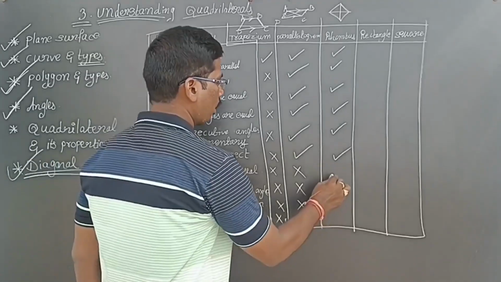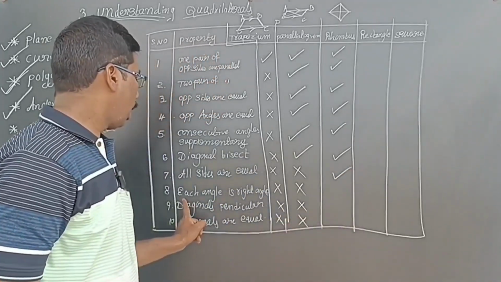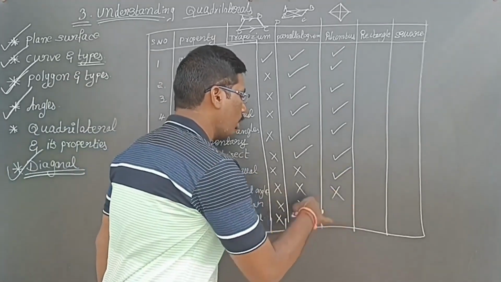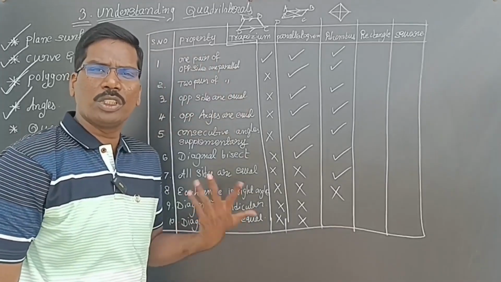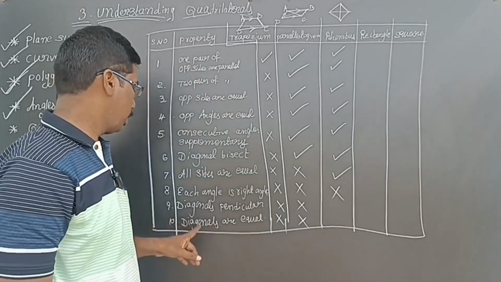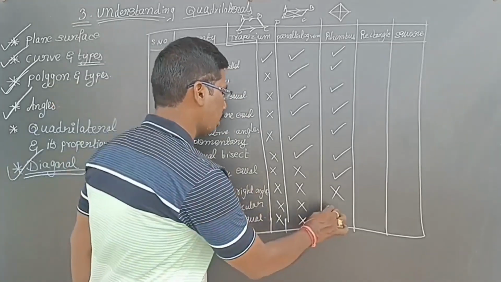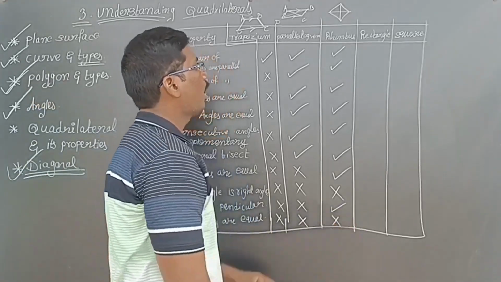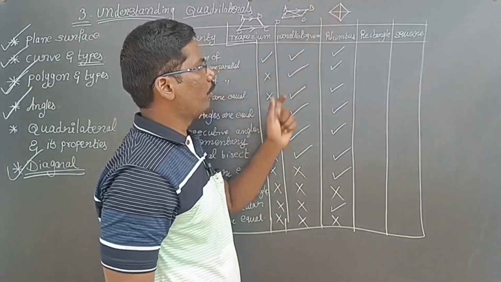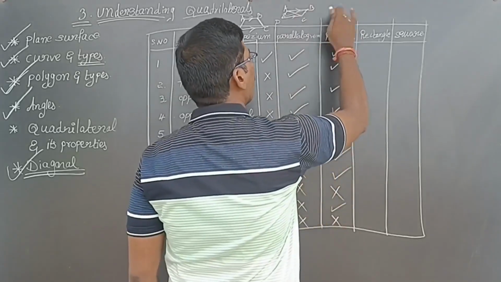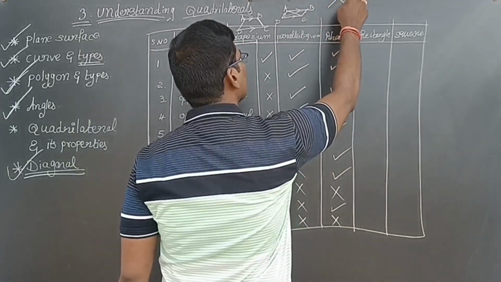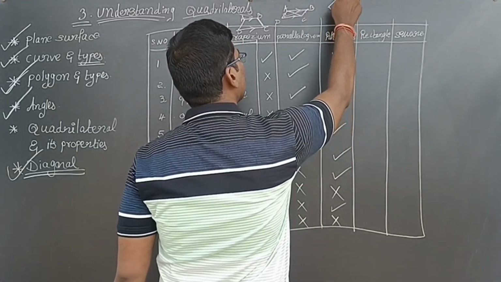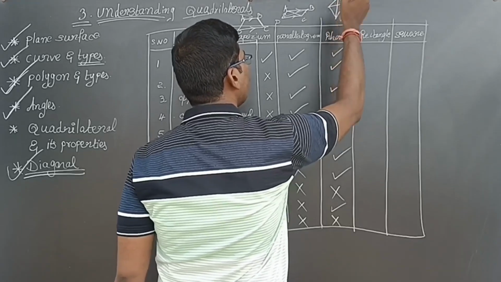All sides are equal. In the rhombus, all sides are equal. Each angle is right angle. It's wrong, because in the rhombus, opposite angles are equal. Each angle is not right angle. Diagonals are perpendicular. Yes. Diagonals are equal. Wrong, because this is a big one, this is a small one. So if you draw the actual rhombus, this is a big diagonal, this is a small diagonal.